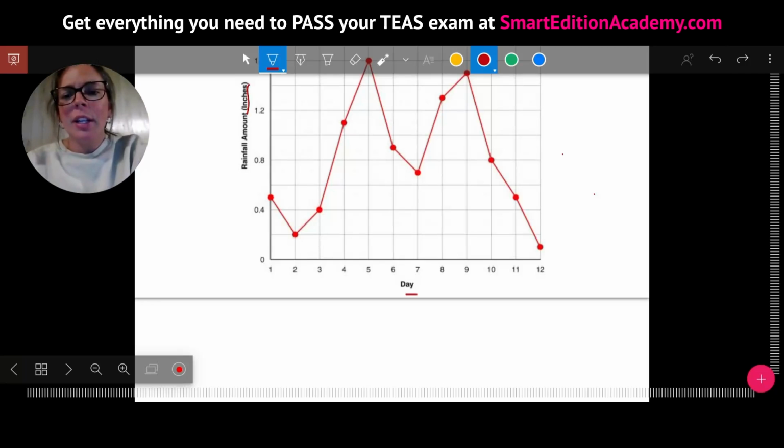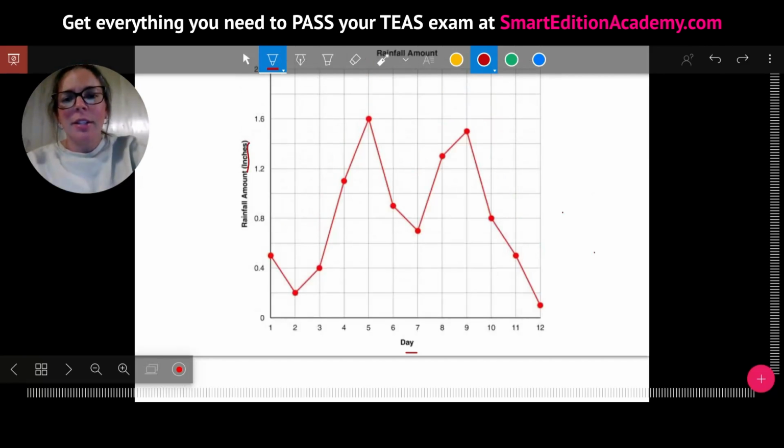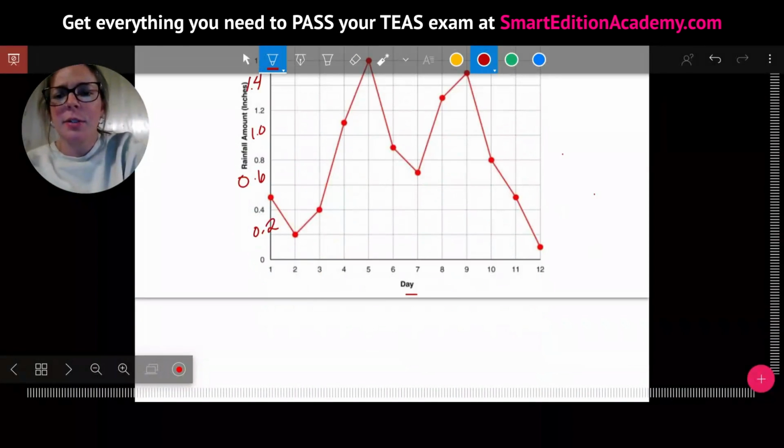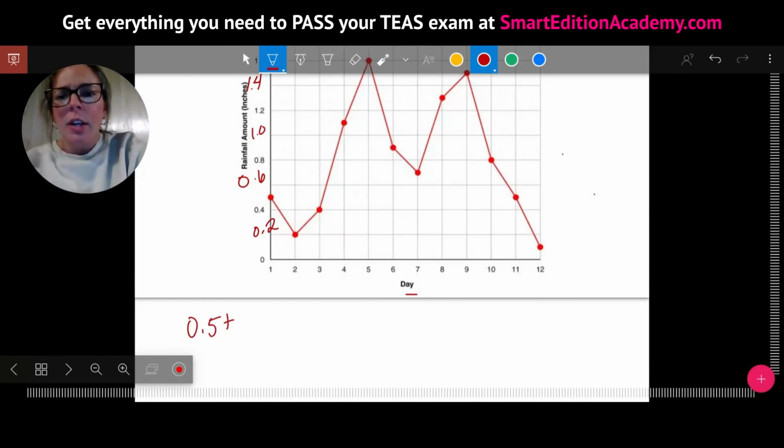So noting my scale here, I go from 0 to 0.4, and that's 2 jumps. So right in between that, this one would be 0.2. So I could label each of these. Again, if you find that helpful, go for it. Okay, so what do I have to do here? The first one looks like it's in between 0.4 and 0.6. So that would be 0.5. And then I have 0.2, 0.4. So I'm just going through and finding each of these pieces of data. Okay, this one here, day 4, looks like 1.1.